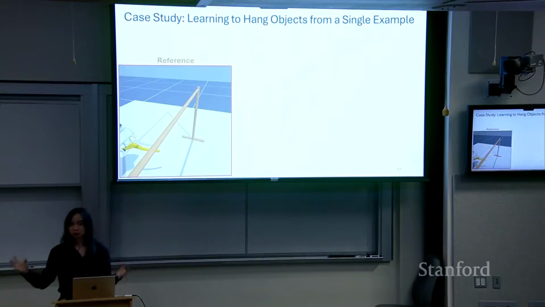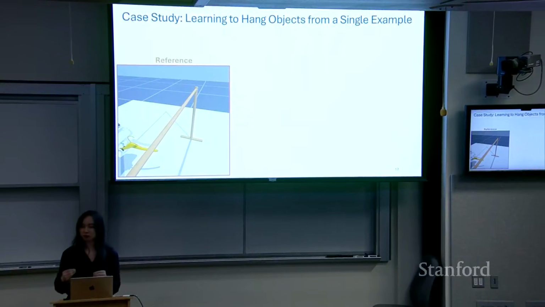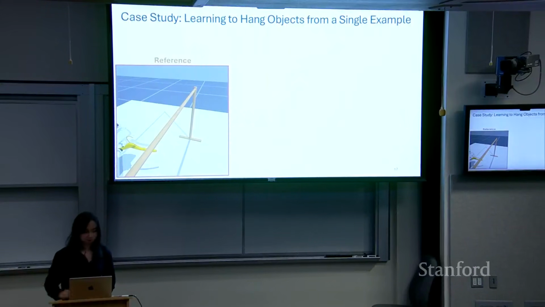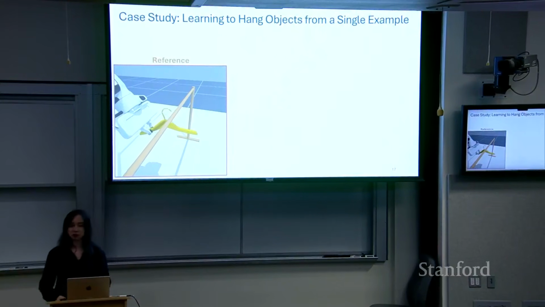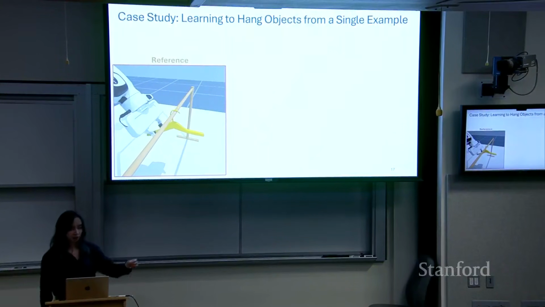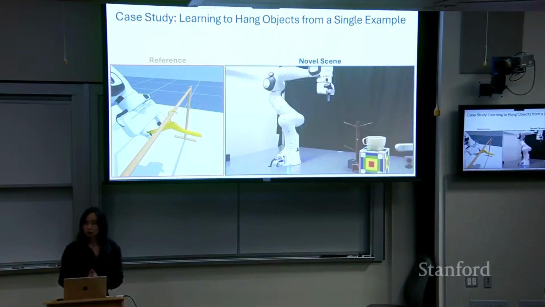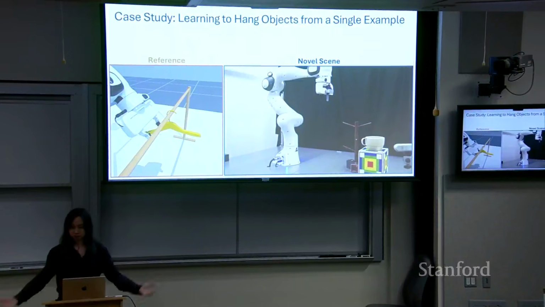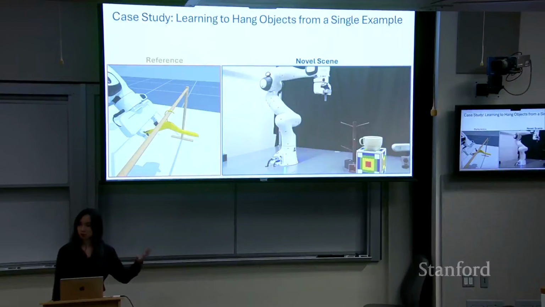So I want to ground all those things in a concrete example. Let's say we want to learn how to hang an object from a single example. So let's say this is a demonstration that I'm giving to you. Someone is picking up this hanger and putting it on a rod. Now I want to generalize this skill to a completely unseen situation, where the task is to put the mug onto the mug tree.